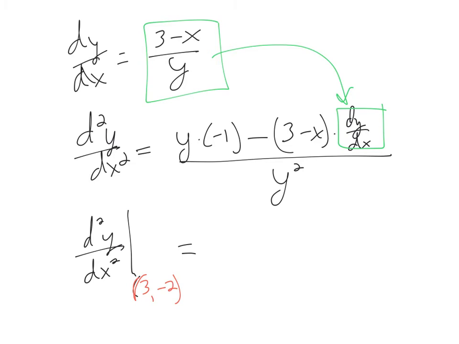So I'm going to go ahead and substitute in everything I know. Negative 2 is my y, and that's times negative 1. Minus 3 minus x, where x is 3, times dy/dx. Recall that your dy/dx, that's my slope.